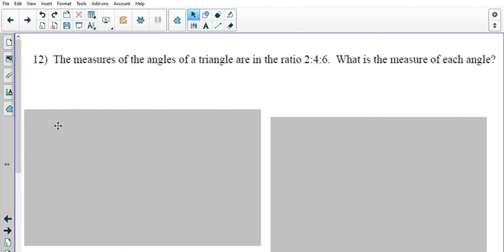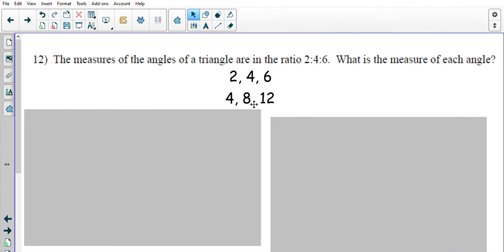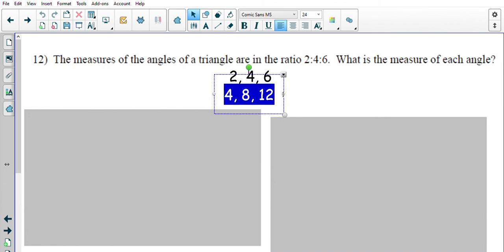So if I know the angles are in the ratio 2 to 4 to 6, that means the angles could really be 2 degrees, 4 degrees, and 6 degrees. However, obviously 2, 4, and 6 don't total 180 degrees. So we want to keep the same ratio. For example, keeping the same ratio would be 4, 8, and 12 by doubling each of these numbers. These angle measures, 4, 8, and 12, are still in the ratio 2 to 4 to 6. They're just a little bit bigger.